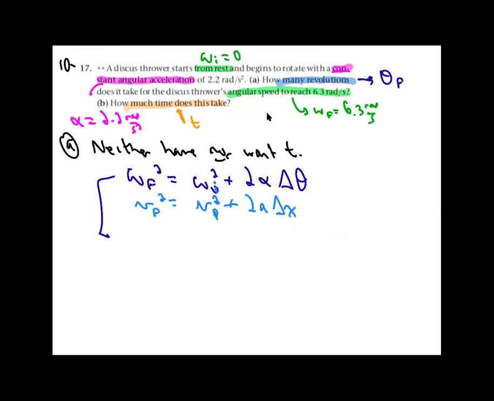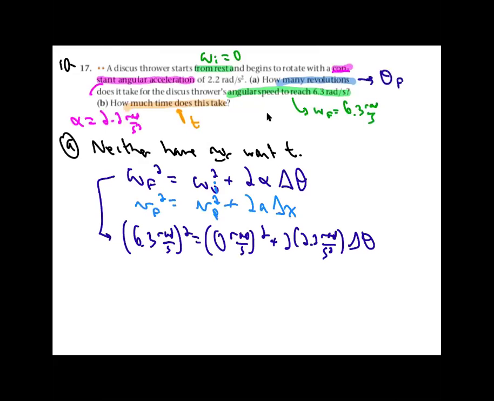So I'm going to go down here and I'm going to say something like 6.3 radians per second quantity squared is 0 radians per second quantity squared plus twice that acceleration times delta theta.